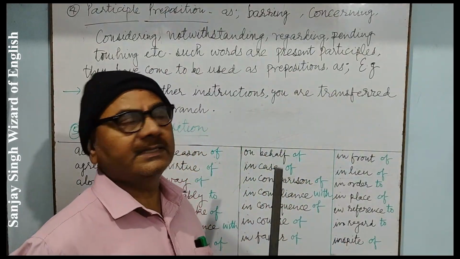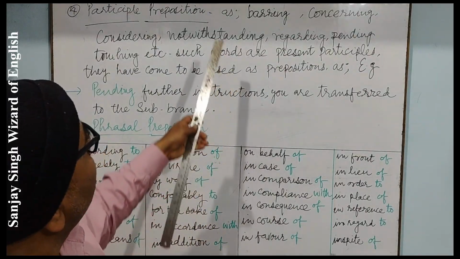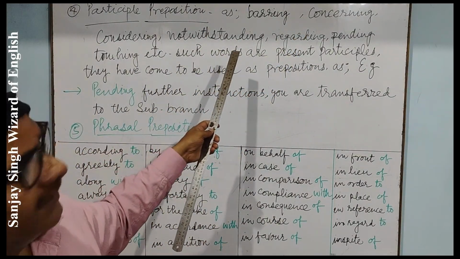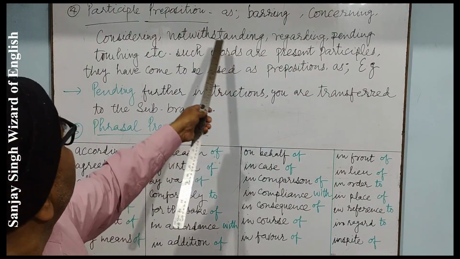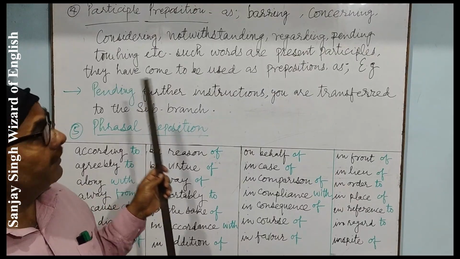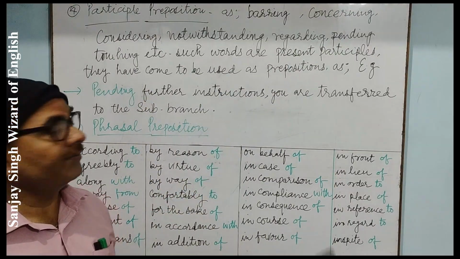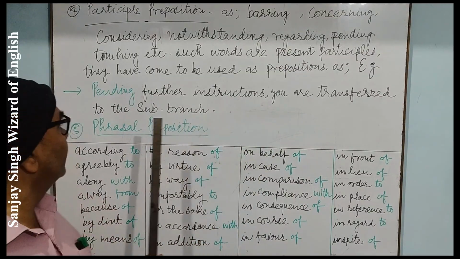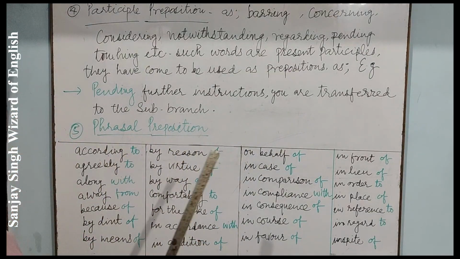Now the next one is participle preposition, such as varying, concerning, considering, notwithstanding. So these are the present participles. They have come to be used as prepositions. For example, pending further instruction, you are transferred to the sub branch.